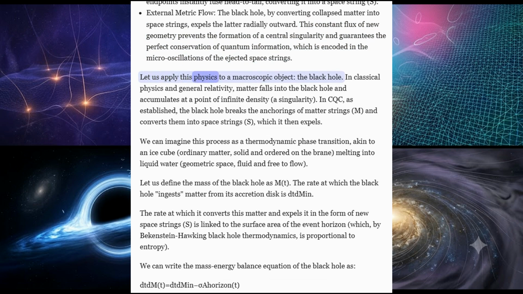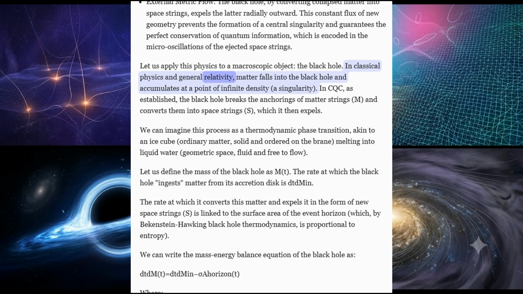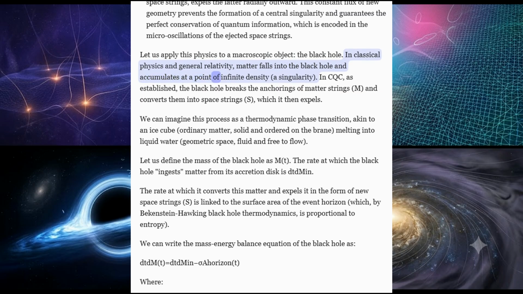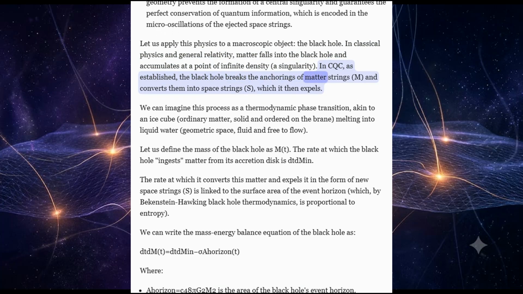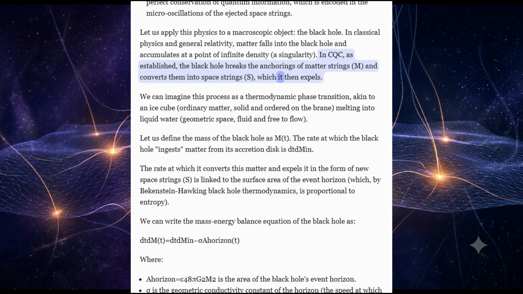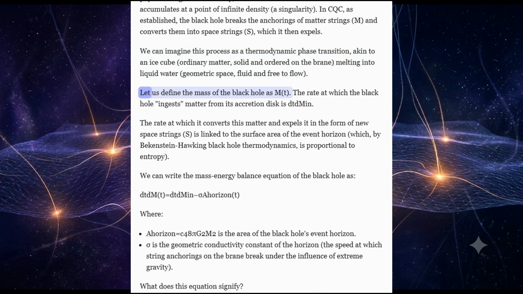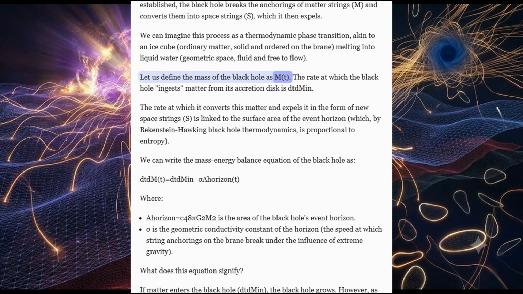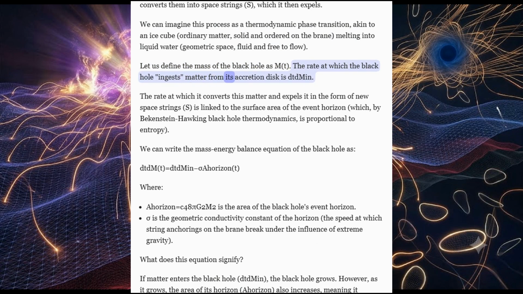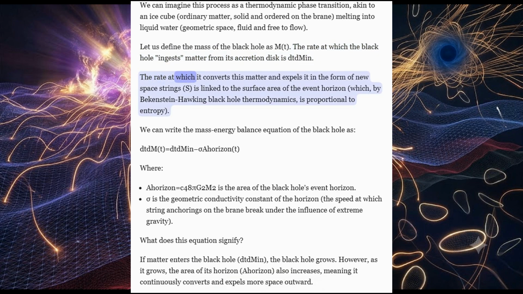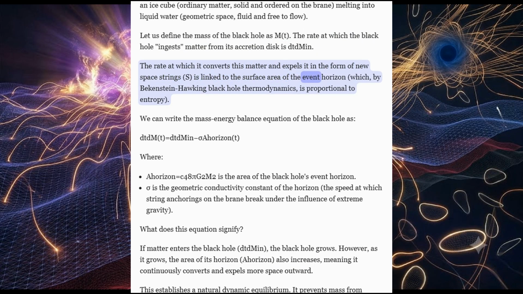Let us apply this physics to a macroscopic object, the black hole. In classical physics and general relativity, matter falls into the black hole and accumulates at a point of infinite density. In CQC, as established, the black hole breaks the anchorings of matter strings and converts them into space strings, which it then expels. We can imagine this process as a thermodynamic phase transition, akin to an ice cube melting into liquid water. Let us define the mass of the black hole as m. The rate at which the black hole ingests matter from its accretion disk is dm/dt in. The rate at which it converts this matter and expels it in the form of new space strings is linked to the surface area of the event horizon.